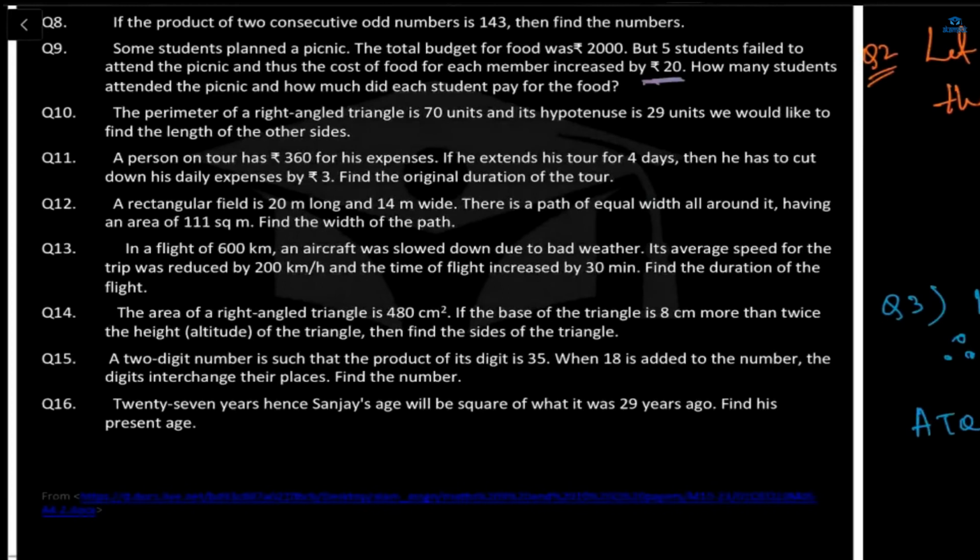See question number 10. The perimeter of a right angle triangle is 70 units. Perimeter is given as 70 units and its hypotenuse is 29 units. We would like to find the length of the other two sides. So both the sides we have to find. So can you tell me, Safia, in the form of x only, what will be the value of the other two sides?